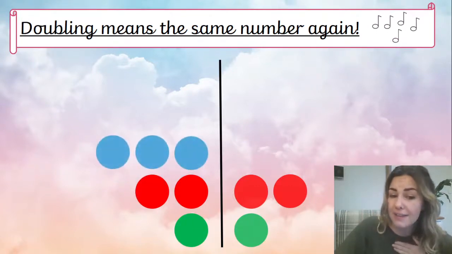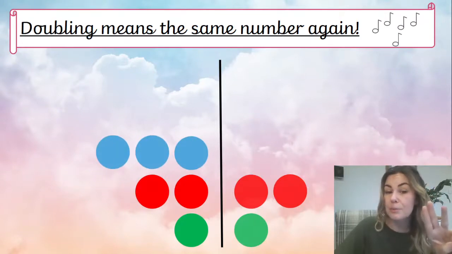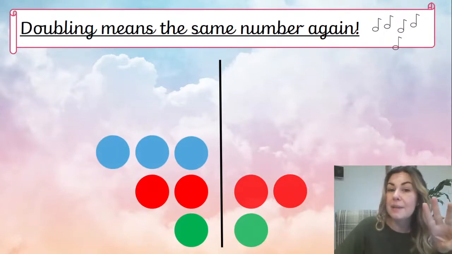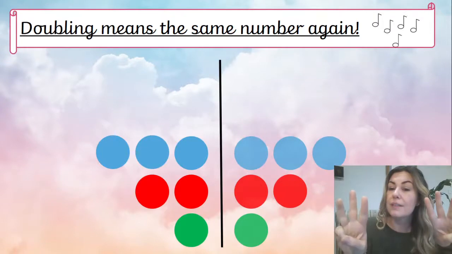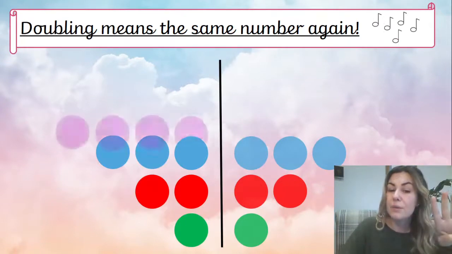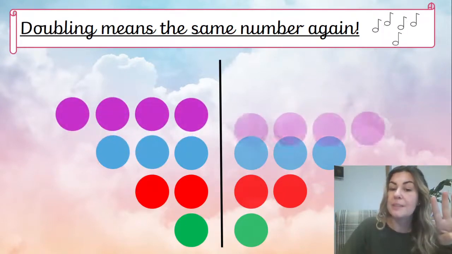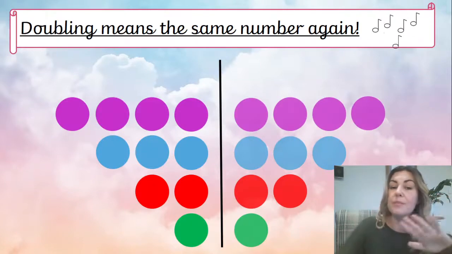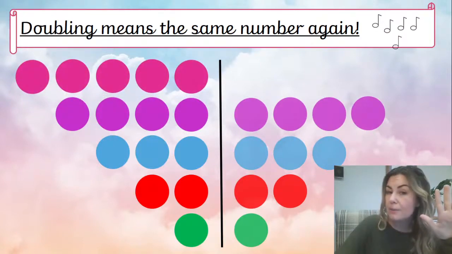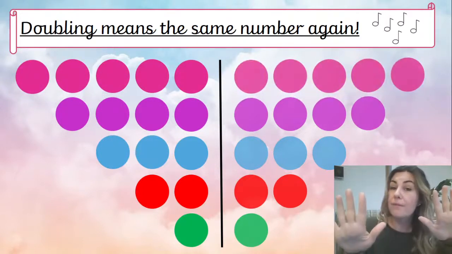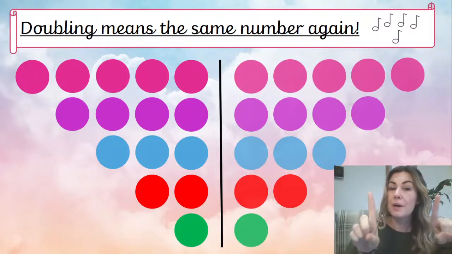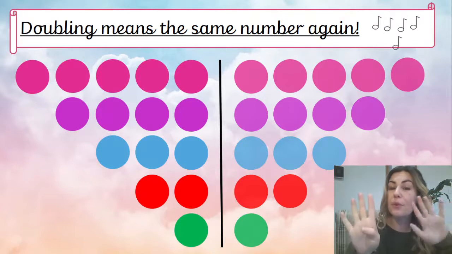If I had 3 and I doubled it, I would need the same again. Another 3. If I had 4 and I doubled it, I would need another 4. And if I had 5 and I doubled it, I would need another 5. 1 and 1, 2 and 2, 3 and 3, 4 and 4, 5 and 5.